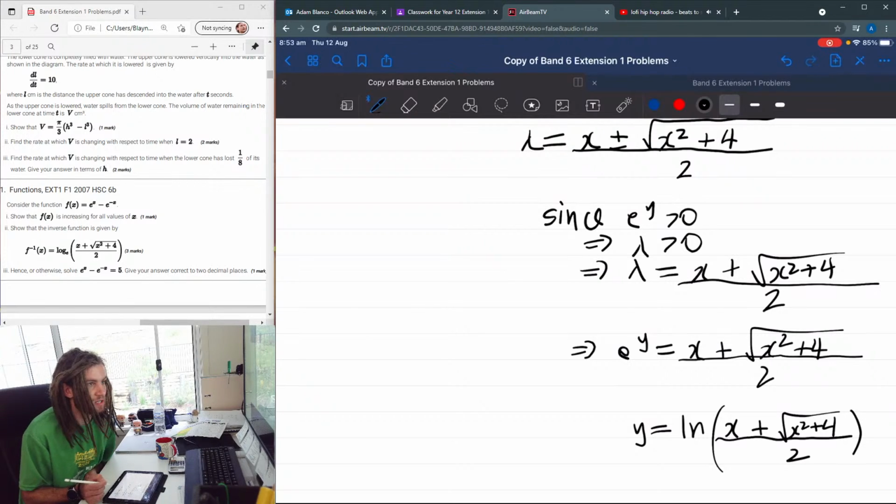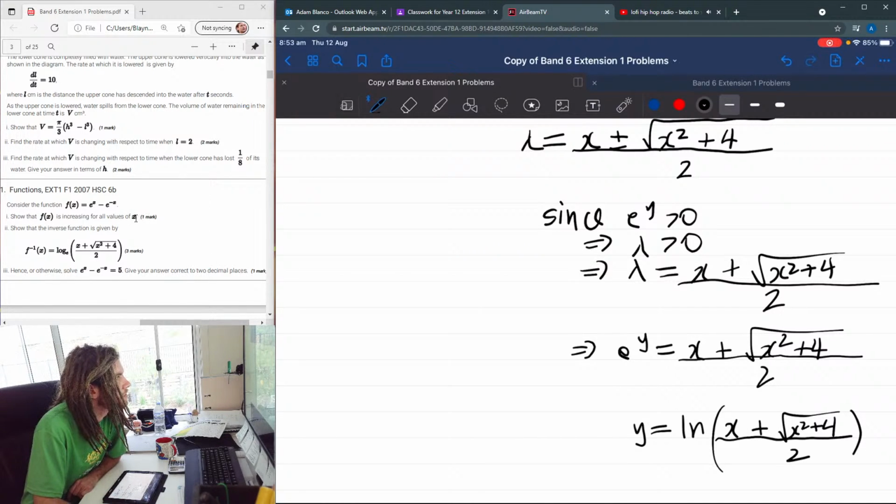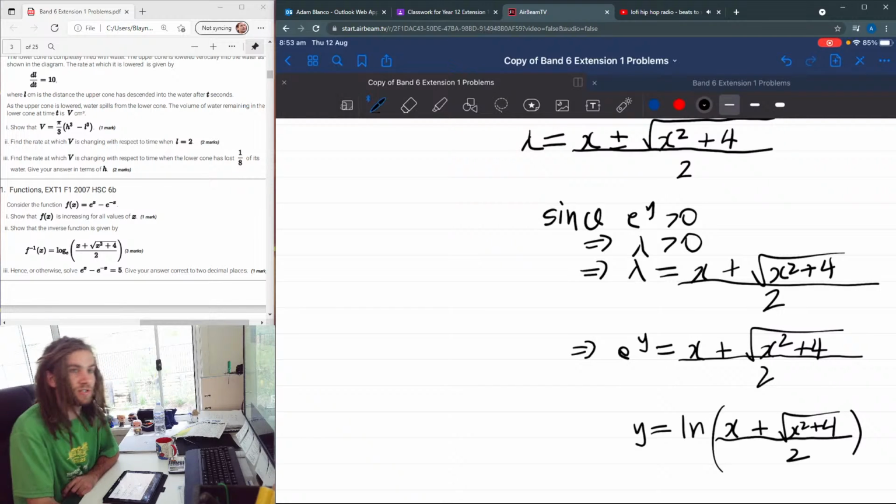Probably use absolute values there, but I don't know why they don't. I guess because the negative doesn't exist anyway. So it does say for all values of x. Oh, okay, because the range and domain swap. So the range is positive, which means that the domain of the inverse has to be positive.